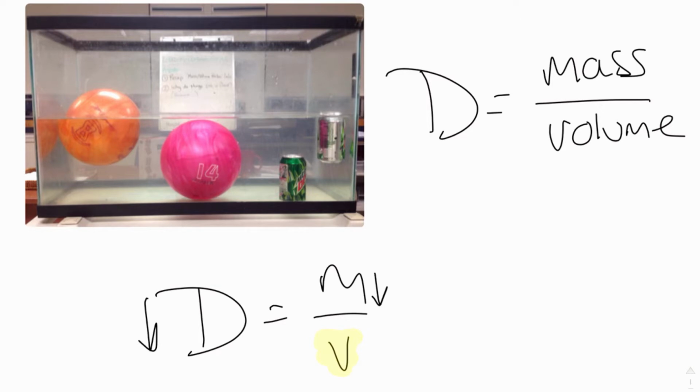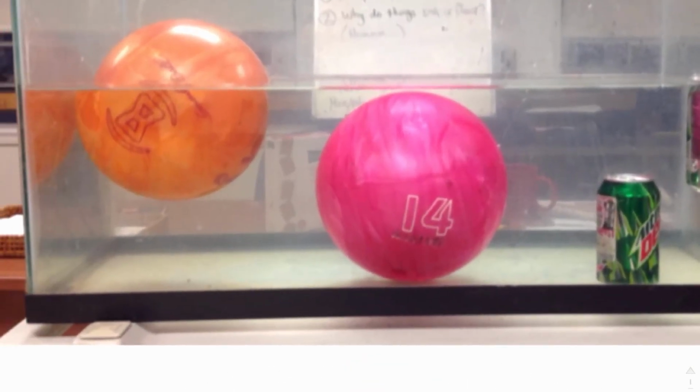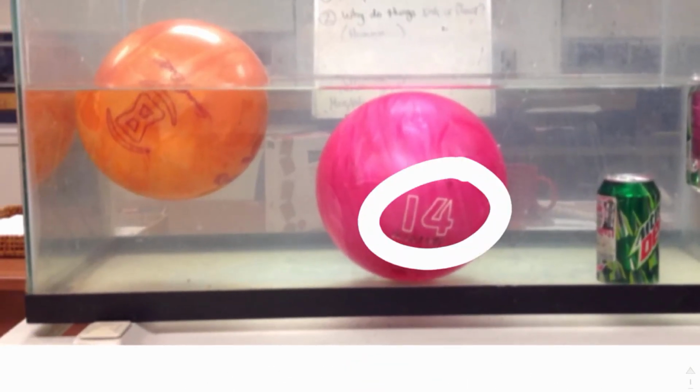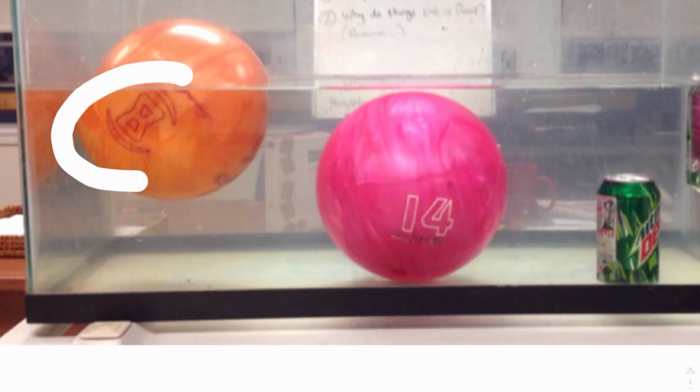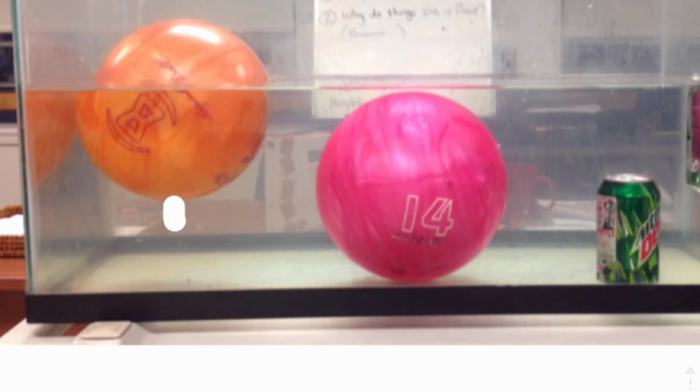And so what that means is when the mass of the bowling ball increased, its density increased, and then it was able to sink. But for the 8-pounder, because the mass was smaller, the density was smaller, its density dropped to less than the density of water, and it was able to float up.